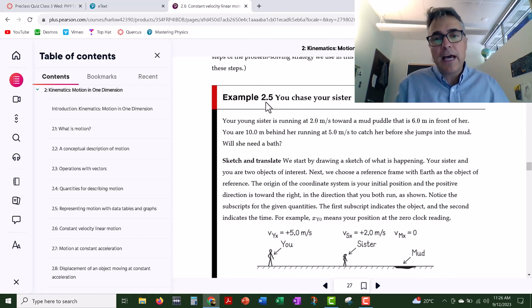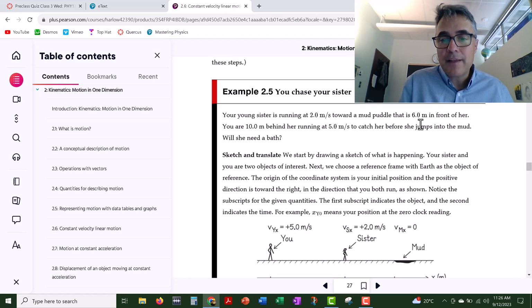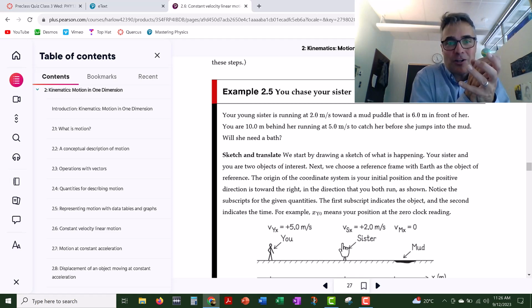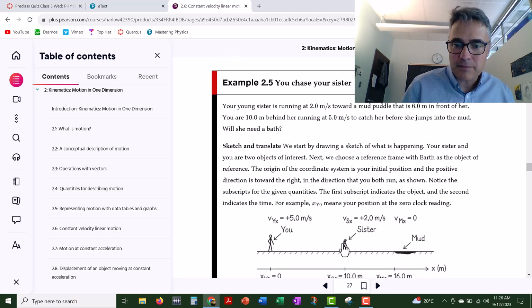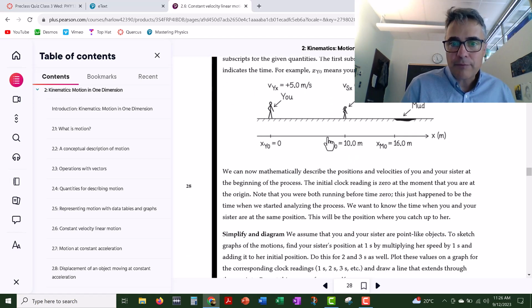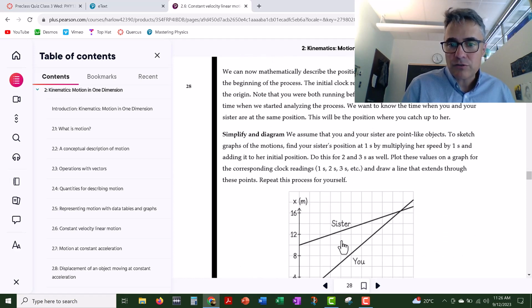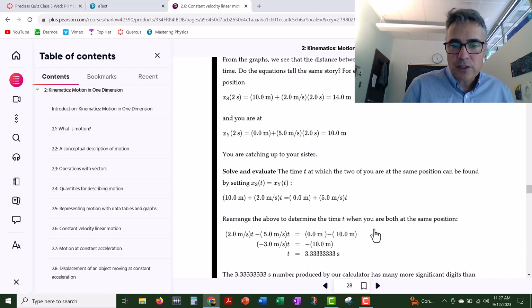Example 2.5 has a lot of very important concepts in it. So your sister is running at 2 meters per second towards the mud puddle that is 6 meters in front of her, and you're an older sister, 10 meters behind her, running at 5 meters per second to try to catch her. And so the question is, do you catch your sister before she gets to the mud puddle and gets muddy? This is first solved in the reference frame of the Earth by just trying to find when you intersect, what time you hit your sister when she's running at a slower speed than you. And so they solve it that way.